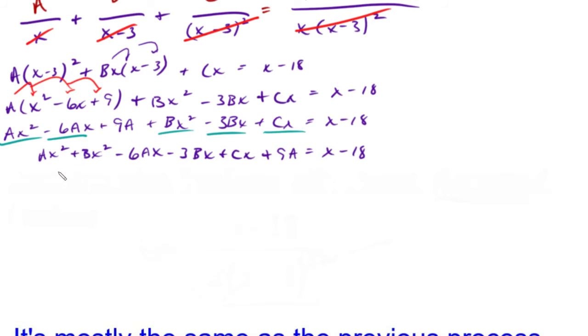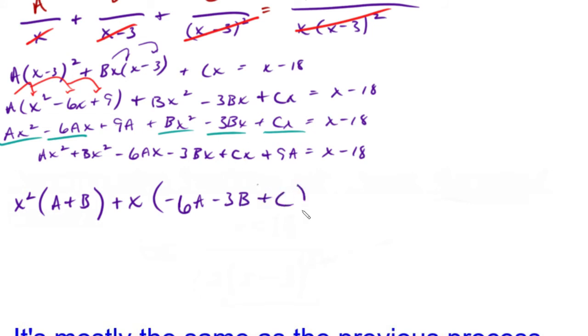So, now that I've got my squareds together, my x's together, you want to factor them out. So factor out x squared, and you're going to get a plus b. That's what happens when you factor out x squared here. Factor out x here, not anything else, just x, and you're going to get negative 6a, and then minus 3b, and then plus c, and then you're going to have plus 9a. So if you just took away x, you'd have negative 6. Took away x, you'd have minus 3. Take away x, you'd have c. And this equals x minus 18.